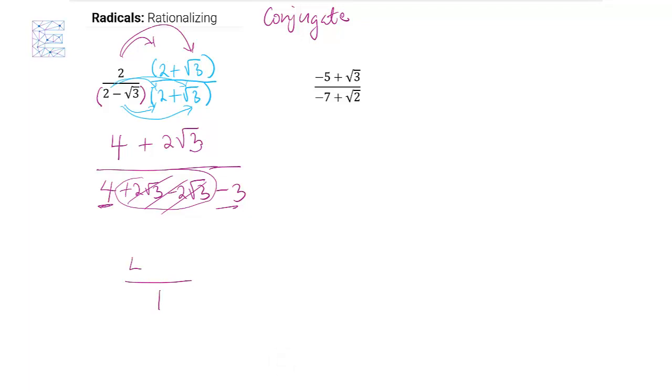And the numerator hasn't changed. We have 4 plus 2 root 3. In fact, we don't need the 1 underneath this because anything with a denominator of 1 is itself. So I can just erase this and just have 4 plus 2 root 3 as the answer to this.